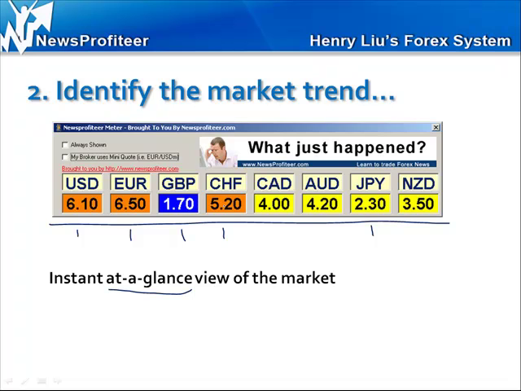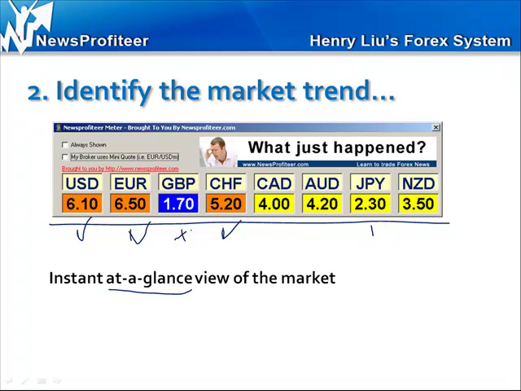So what you're seeing in essence is that the Swiss franc is showing strength, the euro is showing strength, and the dollar showing strength. And the only weakness is the British pound. So this to me looks like a one-sided market of selling the sterling.